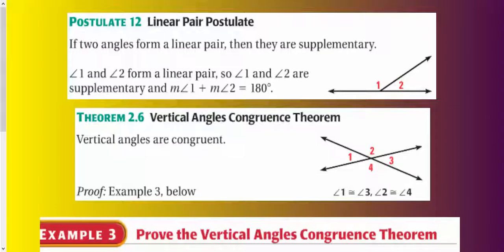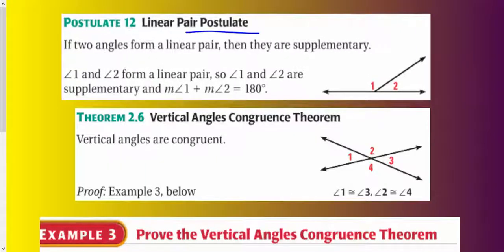All right, linear pair postulate. We've talked about this a lot this year, except for now we're going to formalize it. If two angles form a linear pair, then they are supplementary. Now this is a postulate. We don't need to prove this.